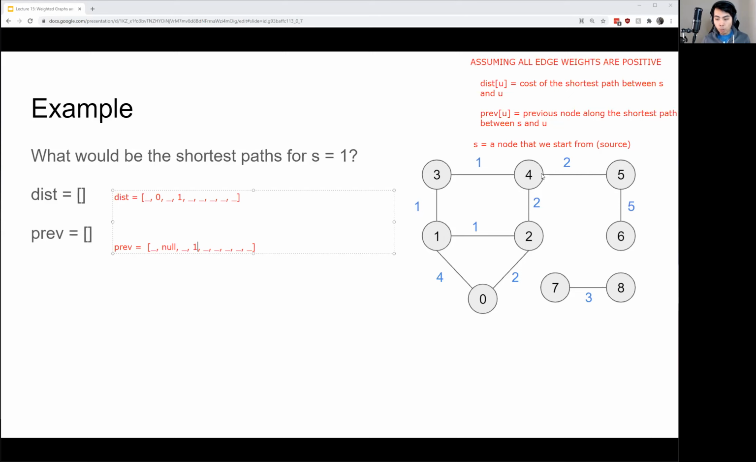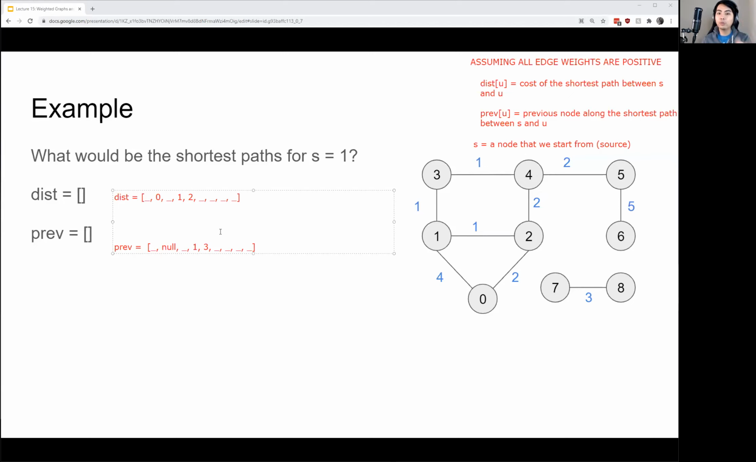If we go from 1 to 4, which node are we going to visit right before we visit 4? What's the path to get to 4 from 1? The path is 1, 3, 4. That's the cheapest path, right? It's cheaper than 1, 2, 4, and it's cheaper than 1, 0, 2, 4. So the node that we visit right before 4 is 3, which is why at element 0, 1, 2, 3, 4, we're going to put a 3 here. And the cost will be the cost of this edge plus the cost of this edge, which is 2.